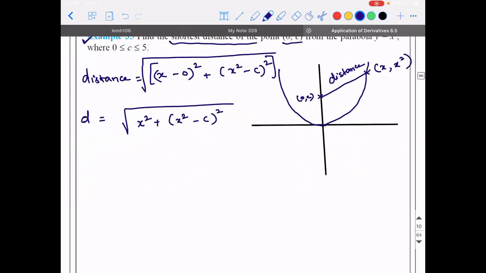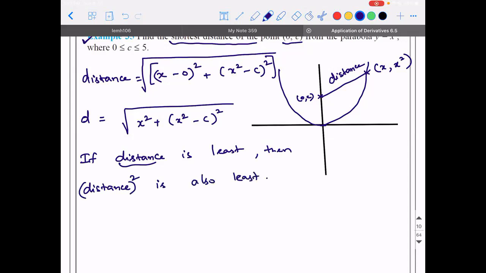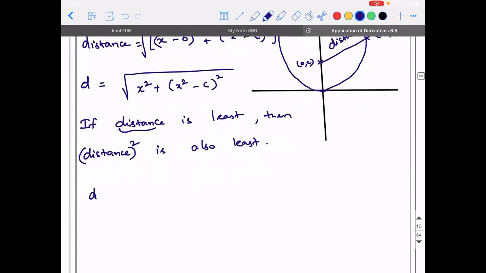Okay. So, please make a note of this point. If distance is least, that is, in this case, it is distance, guys, if a function is least, then the function square is also least. So what I'm trying to say is, if D is least, then D square will also be least, which is x square plus x square minus c the whole square is also least.